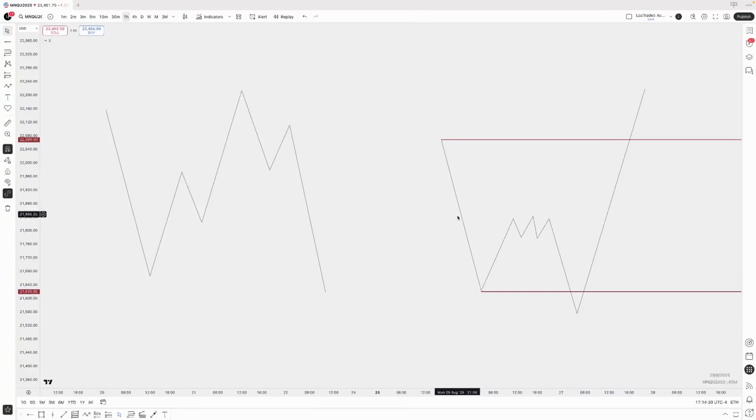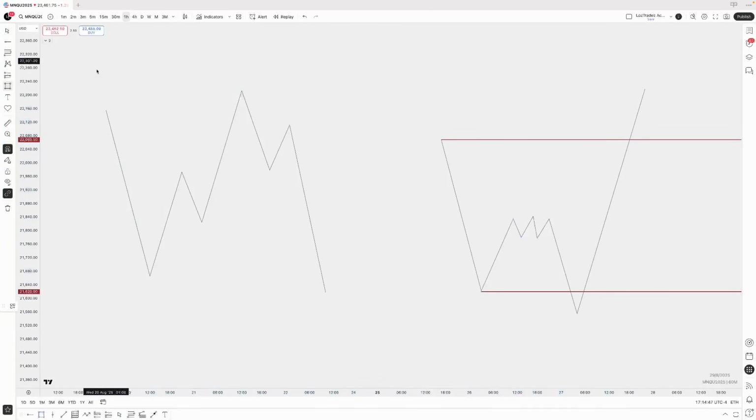Consolidation in here, internal range consolidation, take out the range low, external range has been engaged. Now high probability trades form to the opposing end of the range. Very simple, very straightforward. Watch that a few times. That is the 101s of ranges.